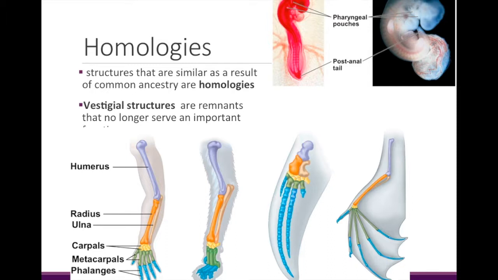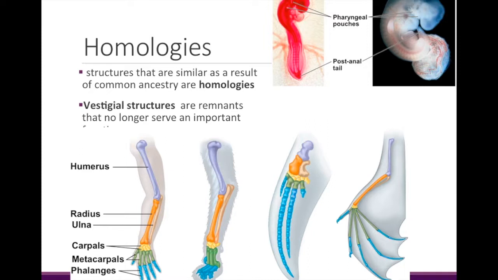We can also use DNA evidence to support evolutionary relationships nowadays. The more similar the DNA of two organisms, the more closely related they are. Sometimes even animals that look very different as adults can have homologies as an embryo. So look at the picture in the top right. Can you tell which is which? One is a human embryo and the other is a chicken embryo.